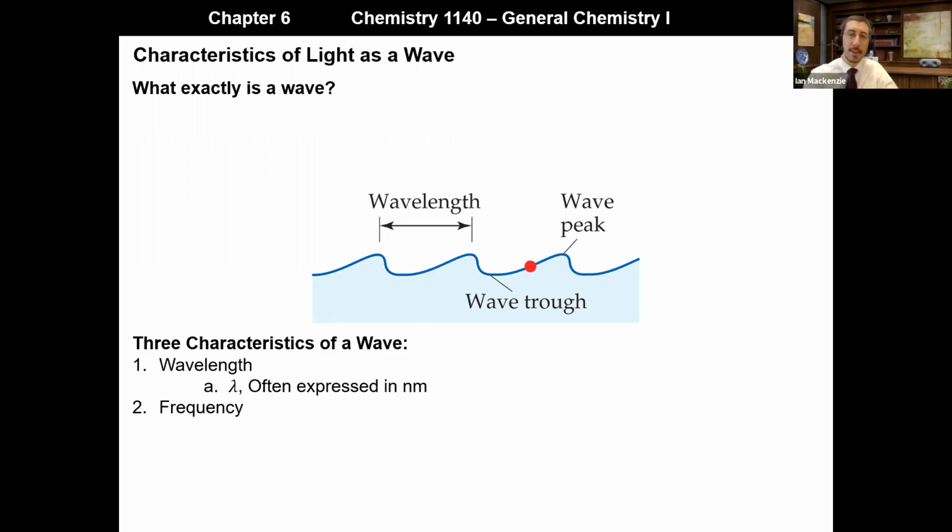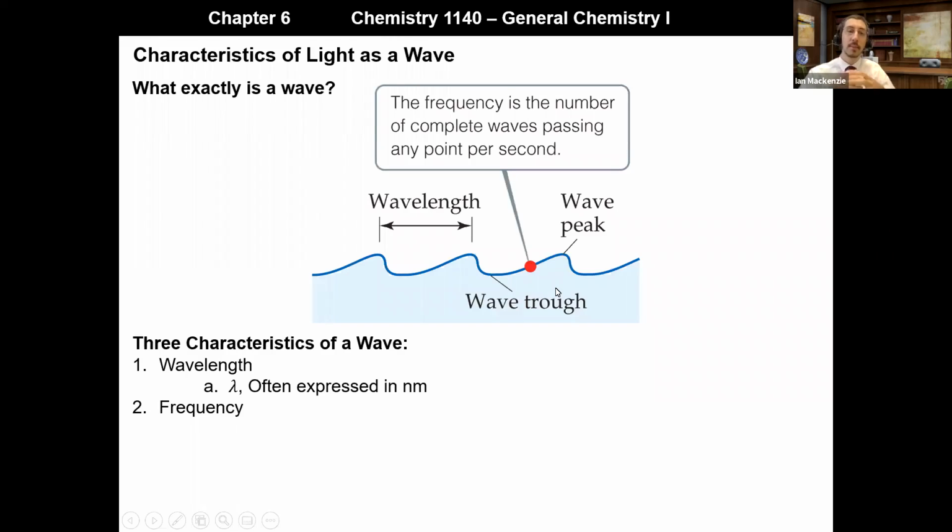What exactly is frequency? If we look at this red dot on the wave right here, frequency is simply the number of complete waves that pass any point per second. If I take that red dot at some point and count the number of full waves that pass that point per second, that is defined as the frequency. Frequency is given the Greek letter nu, which looks kind of like a V here. It is often expressed in 1 per second, because it's waves per second, or inverse seconds, or hertz. Hertz is just another term for inverse seconds, and so frequency is often expressed in those units.